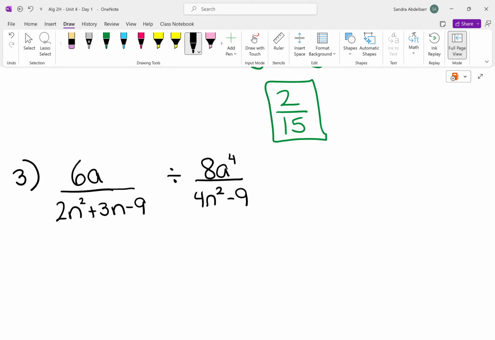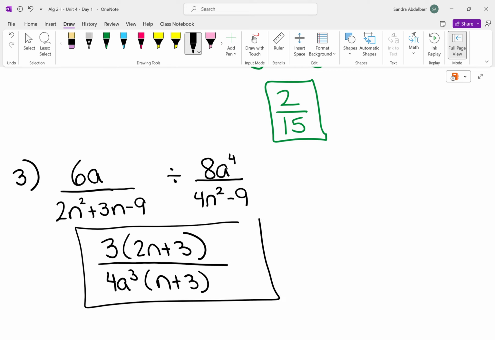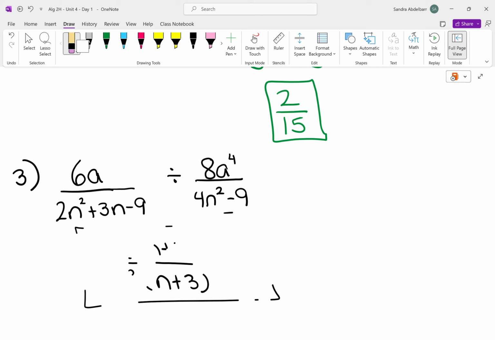Are we ready? Maybe? Somebody tell me, what did we get? Nobody? James, come on. You got this. Max thinks you got this. Tell me what you got. 3 times 2n plus 3 and 4a cubed times n plus 3. How many people got that? But yet nobody wanted to tell me the answer? Anybody need to see me do it?